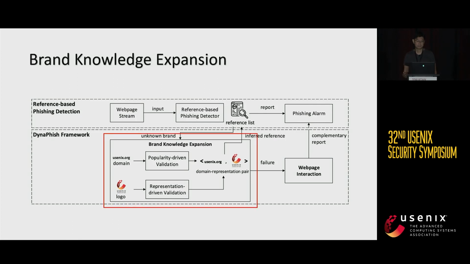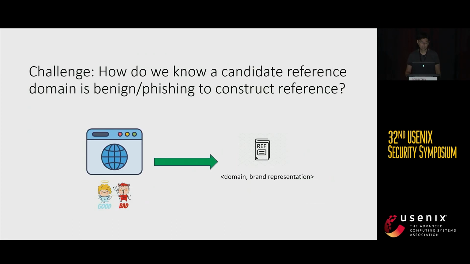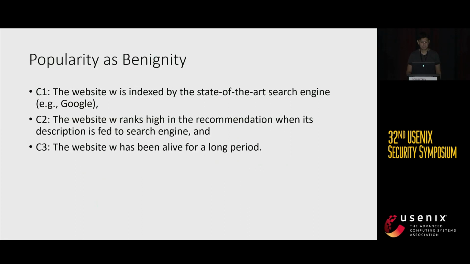Now let's start with the brand knowledge expansion. Here, the fundamental challenge is that given an arbitrary web page, it could be benign or it could be phishing, and how could we construct a reference based on this web page? Our insight is that deciding whether it is phishing or malicious is hard, but we can use a simplification: popularity can be used as benignity.